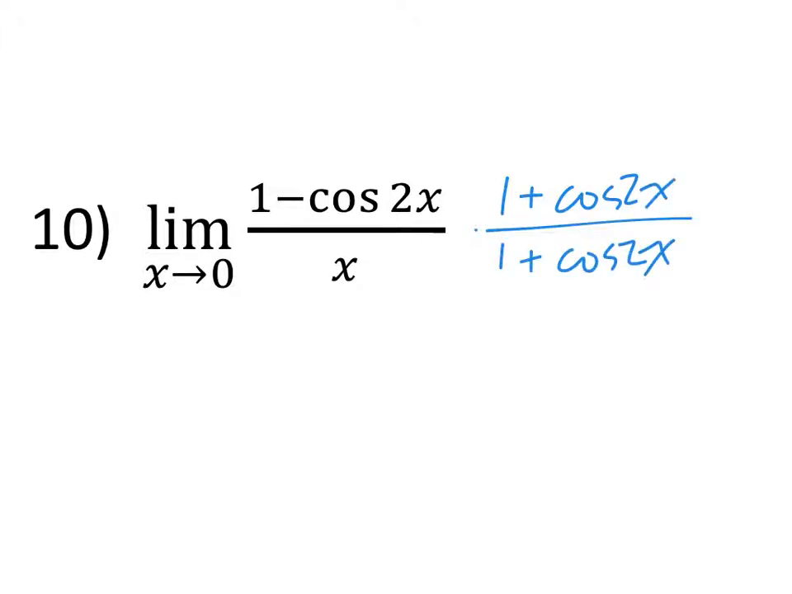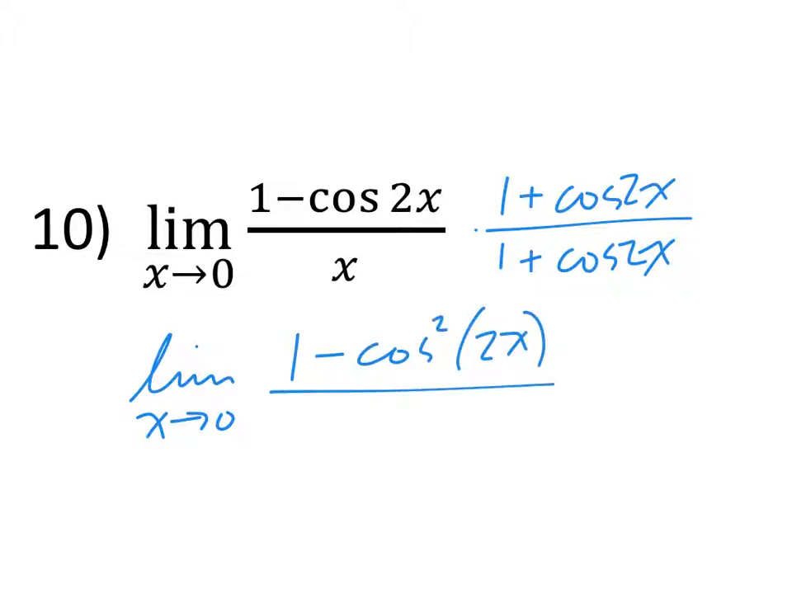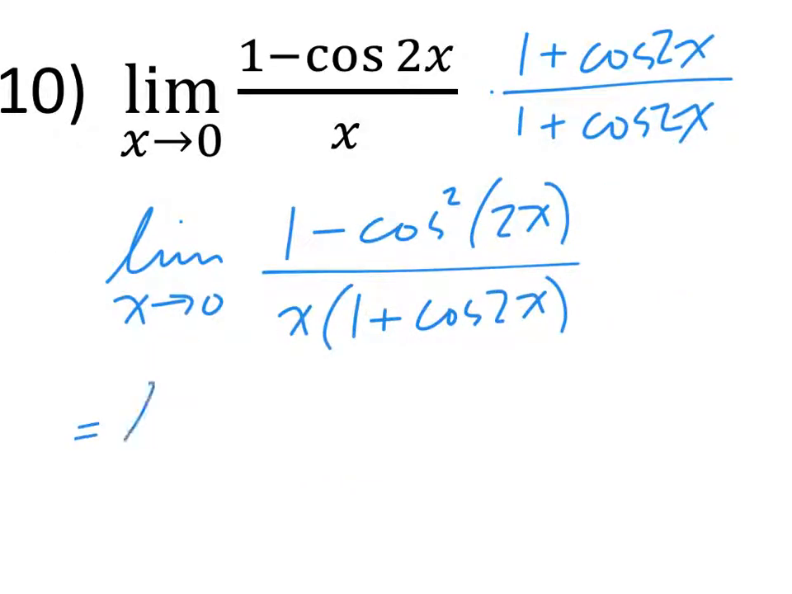Okay, so go from there. So what does the numerator become? 1 minus cosine squared 2x, right? Remember your Pythagorean identity: sine squared plus cosine squared is 1. It doesn't matter what x is. So then what does the numerator become? Yeah, sine squared 2x.